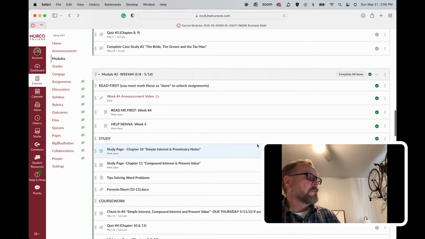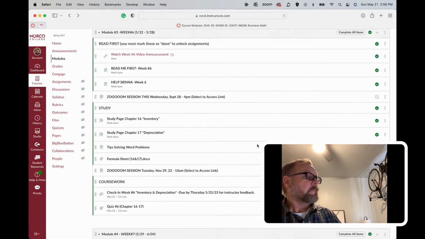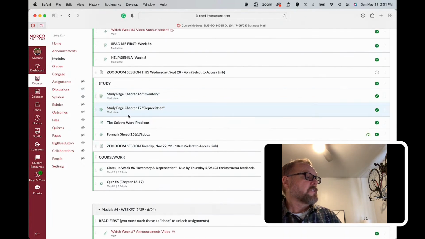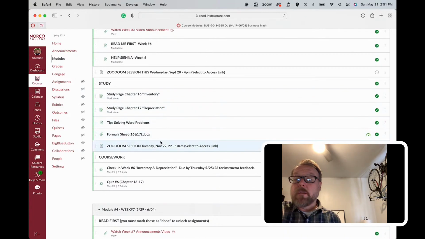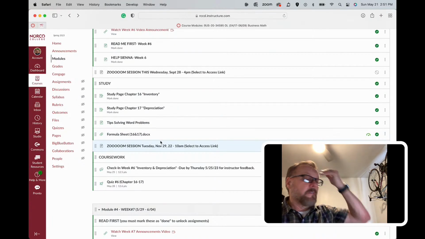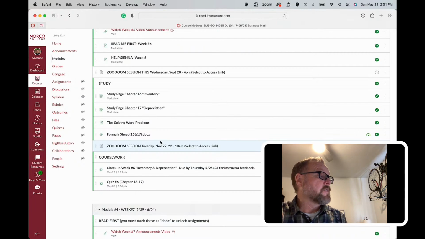So if I scroll down here, we're going to be doing these 2 study pages. There is a formula sheet showing you how to work some of these things out with the formula, and you'll want to use that. There are no tables in this week's chapter.